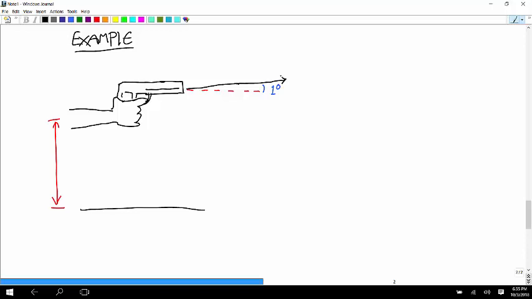Yes. So now how long will it take for the bullet to hit the ground? So it's being shot at 1,000 meters per second again.